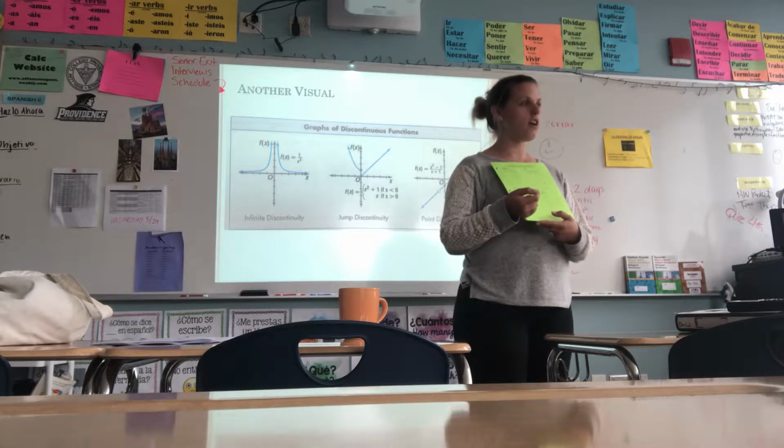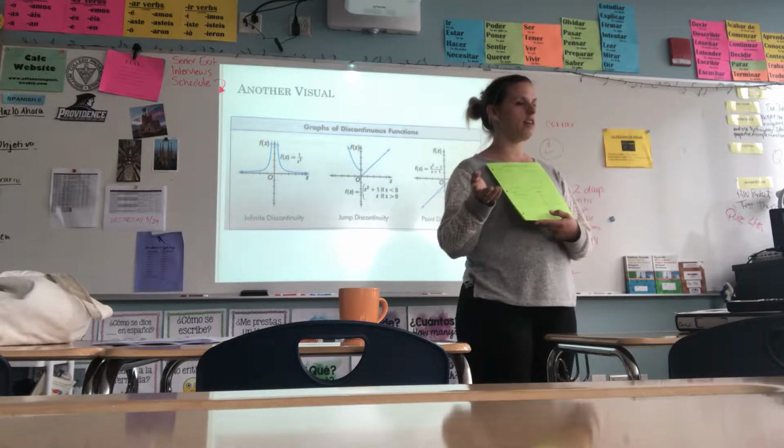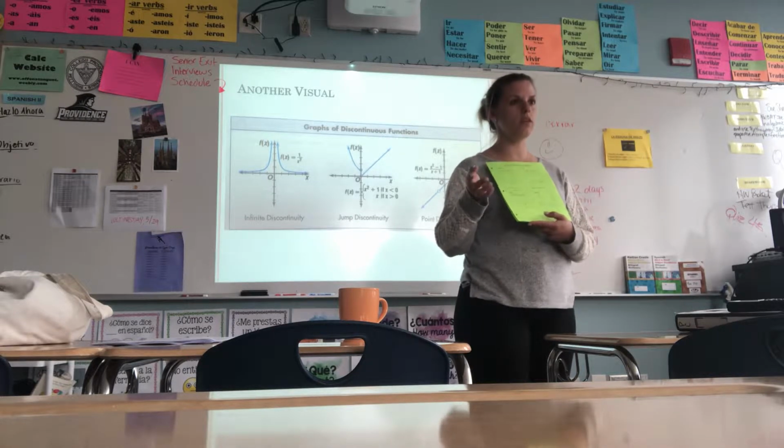1 over x would have an asymptotic discontinuity. No, it looks continuous. Or a discontinuity? Yeah, it's discontinuous, and its discontinuity is called an asymptote.